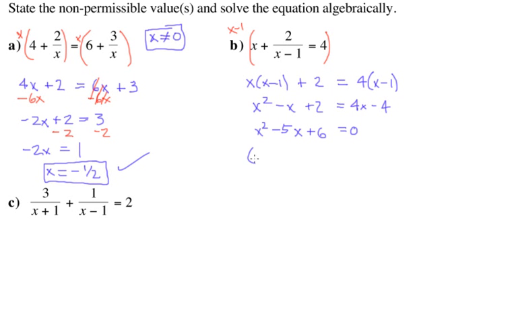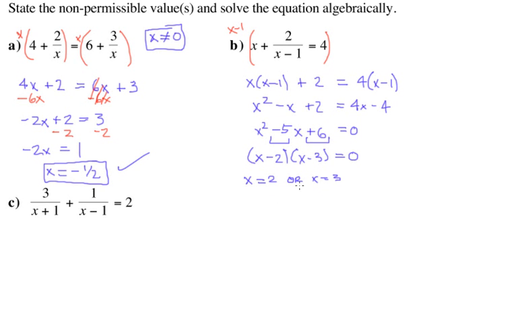Factor this, and it'll factor to x minus 2, x minus 3 equals 0. Those are numbers that add up to negative 5 and multiply to positive 6. So we get two solutions. X can be 2 or x can be 3.